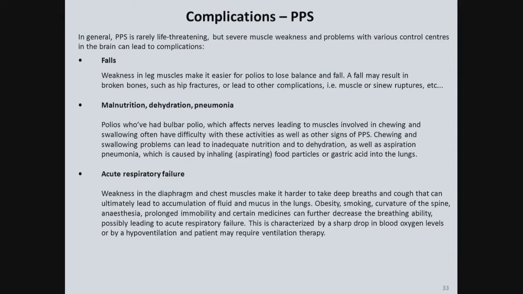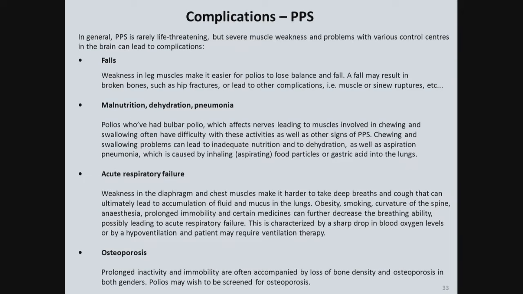Acute respiratory failure. Weakness in the diaphragm and chest muscles makes it harder to take deep breaths and cough, which can ultimately lead to an accumulation of fluid and mucus in the lungs. Obesity, smoking, curvature of the spine, anesthesia, prolonged immobility and certain medicines can further decrease the breathing ability, possibly leading to acute respiratory failure. This is characterized by a sharp drop in blood oxygen levels or by hyperventilation, and the patient may require ventilation therapy.